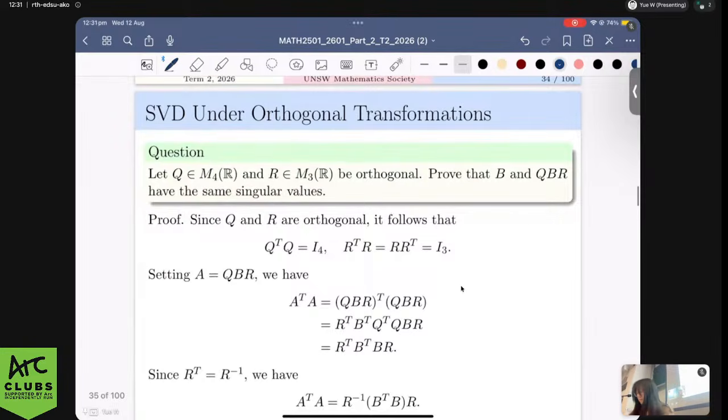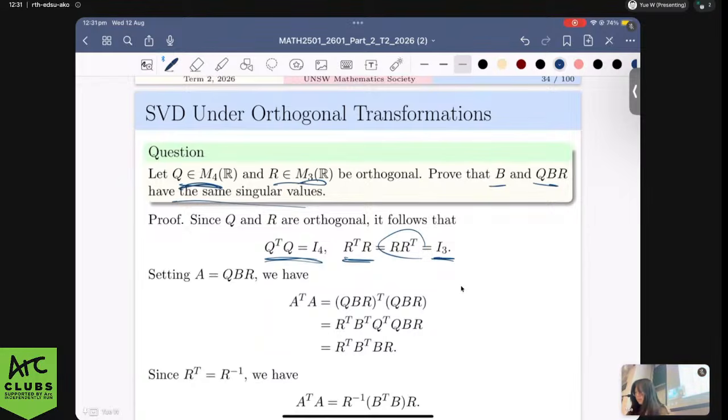Okay, so now we want to look at SVD under orthogonal transformations. So here our Q matrix is some 4x4 matrix and our R is some 3x3 matrix. And we'll let them both be orthogonal. And we want to prove that B and QBR have the same singular values. Okay, so because we know that Q and R are orthogonal, it means that Q transpose Q has to be equal to the identity matrix. Similarly, our R transpose R is equal to the identity matrix as well. And note that because they are orthogonal, this here is also equal to our identity matrix.